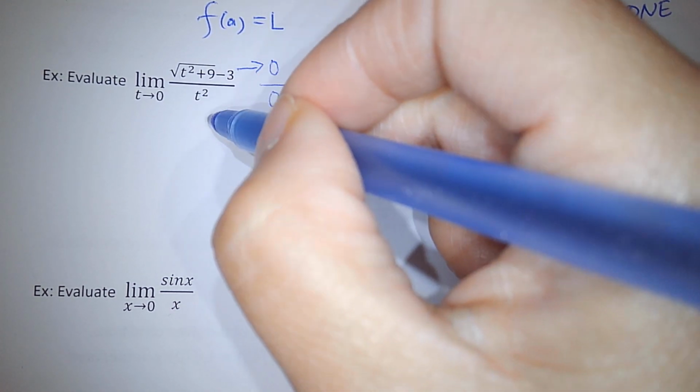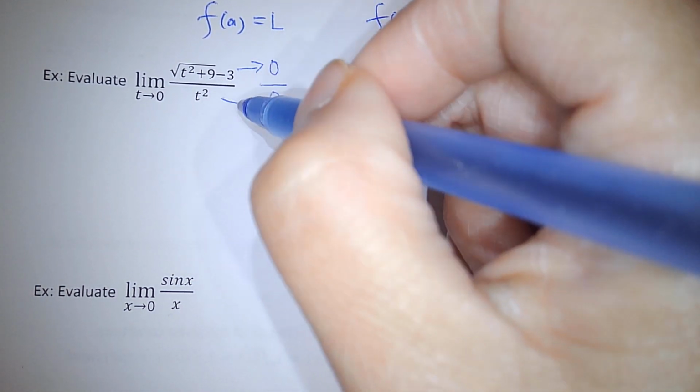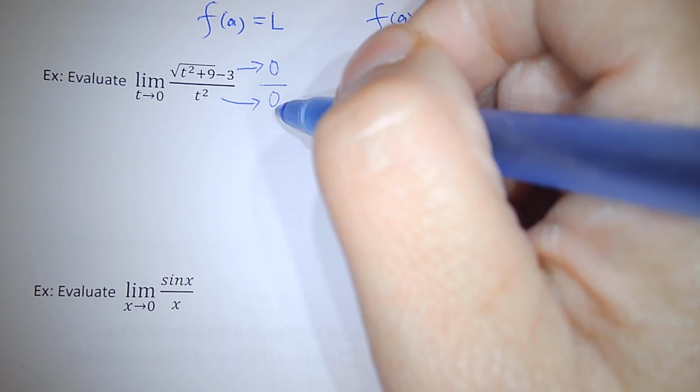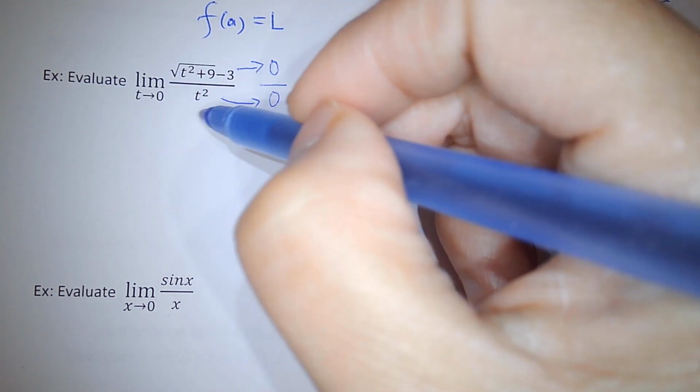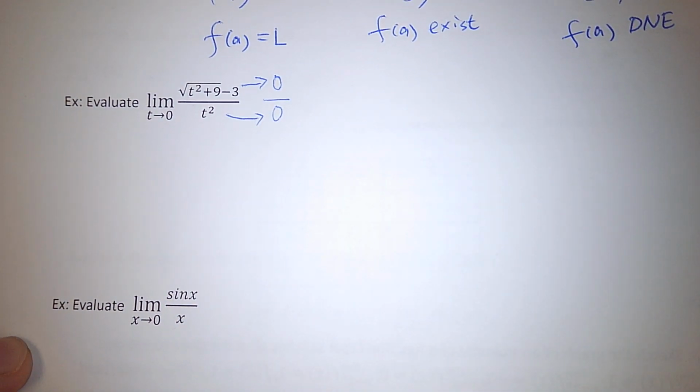And how about the bottom part? It also approaches 0, because 0 squared approaches 0. So we still have 0 over 0. So can we say that there's no way to compute this limit? Well, there are two ways to do it. Can you choose two numbers on either side and compute it?